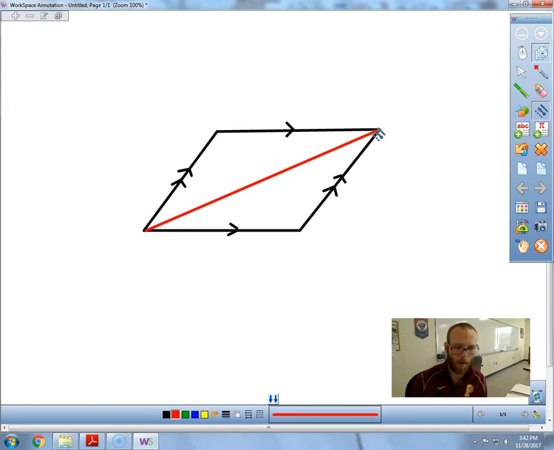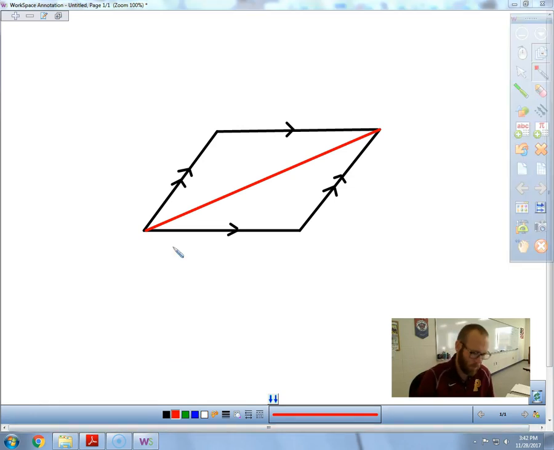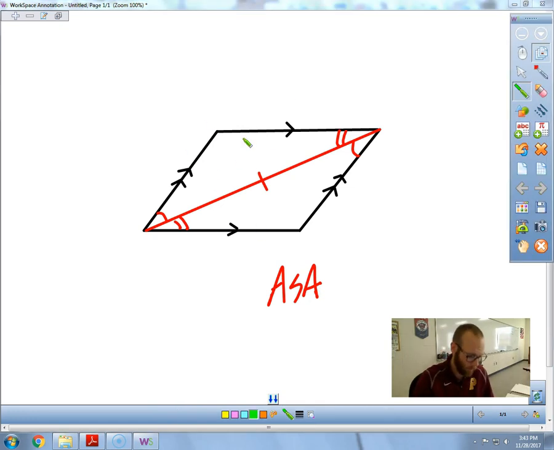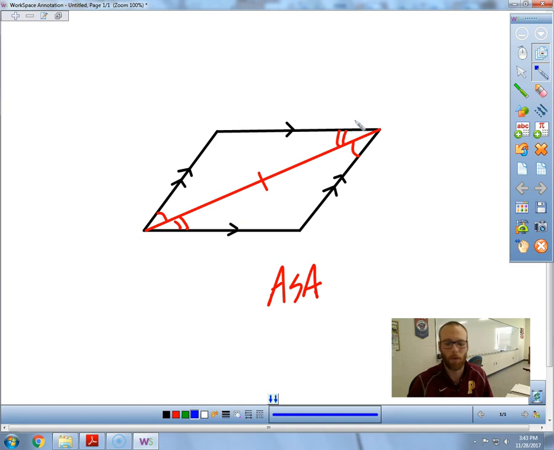What can we do? I can split my parallelogram into two triangles, can't I? And what do I know about these two triangles? Are they congruent? Well, we've got the reflexive property, they share a side. I have parallel lines, so this angle is congruent to that one. They're alternate interior angles. Same is true with this angle and that angle. These two triangles are congruent by what? Angle, side, angle.